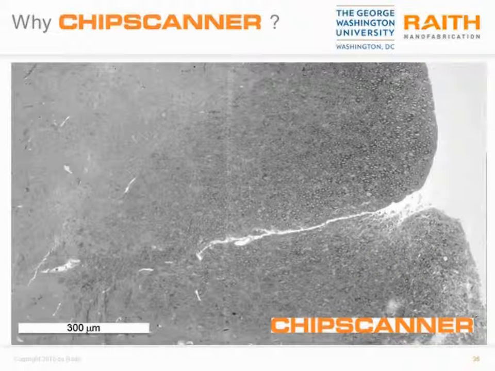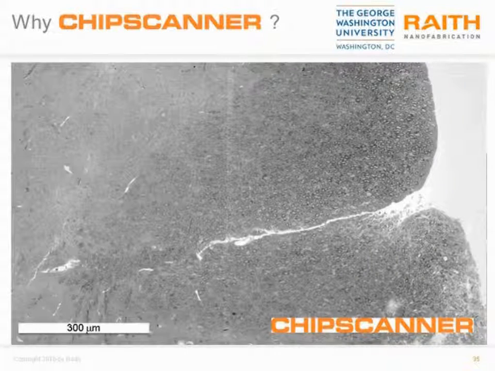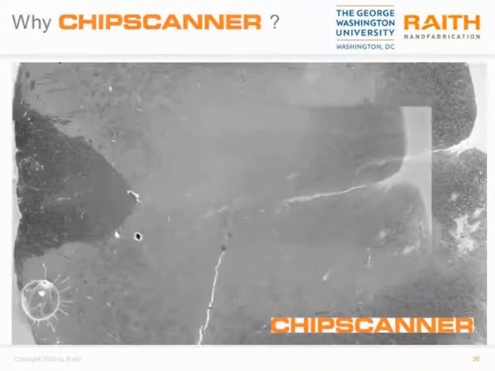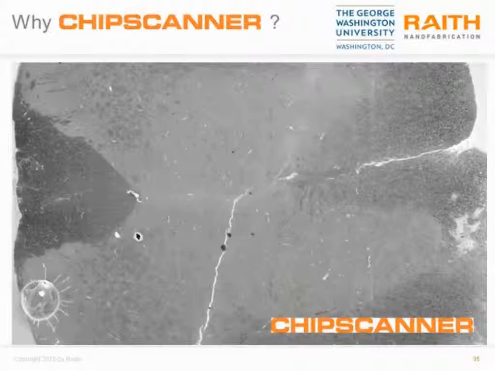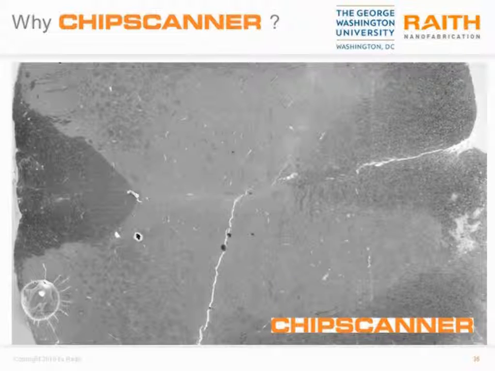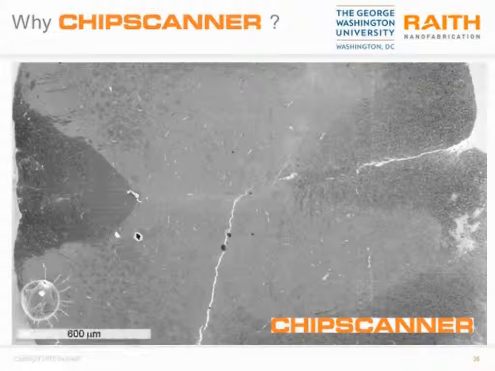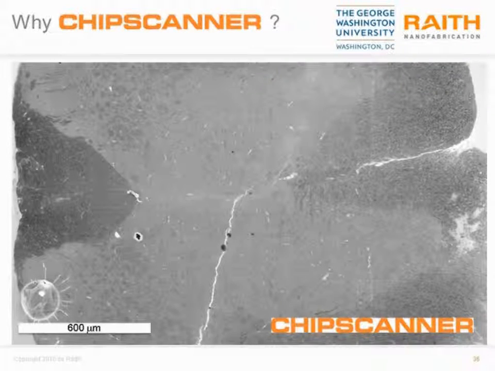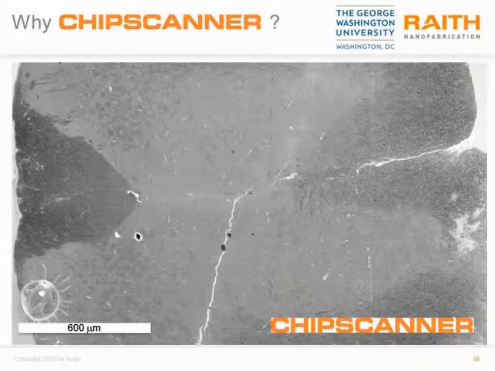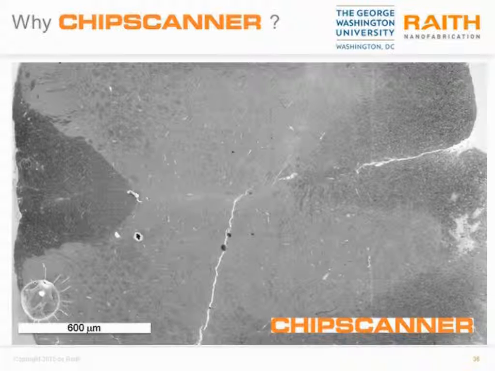So we have recorded an even larger area of this mouse spinal cord. And finally, we can zoom out by another factor of 2. And here we see that we have, in fact, imaged the entire cross-section of the width of the mouse spinal cord.